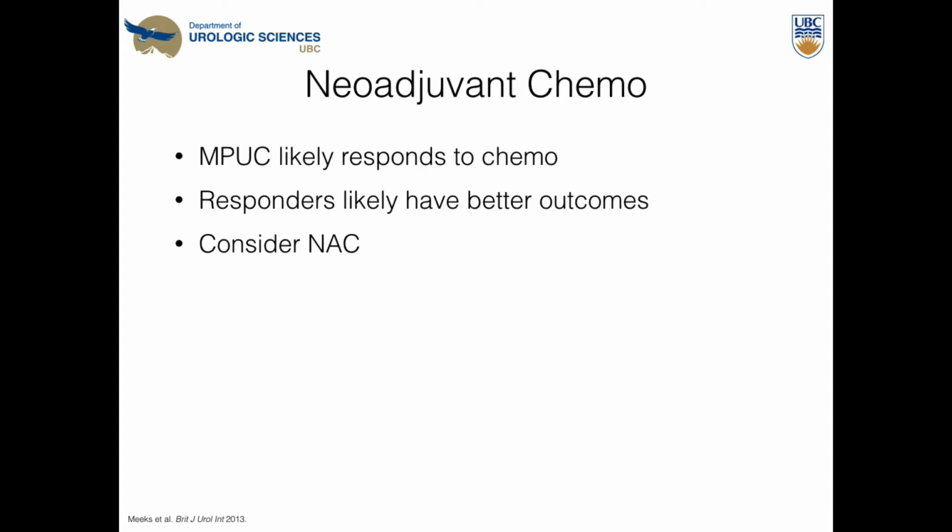So I think it's reasonable to consider neoadjuvant chemo in these patients, although we still don't know how to identify who's going to respond, much like with urothelial carcinoma. And in these cases with really aggressive disease, it's a difficult balance because you want to treat this person before their disease advances too far, but it's always sort of a gamble delaying their surgery for chemotherapy.